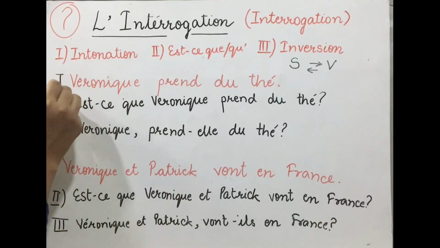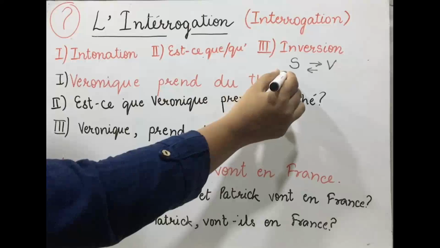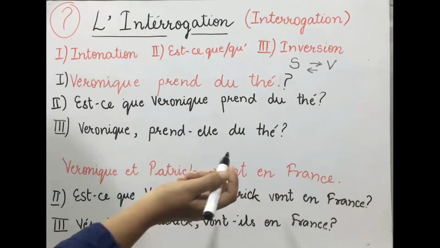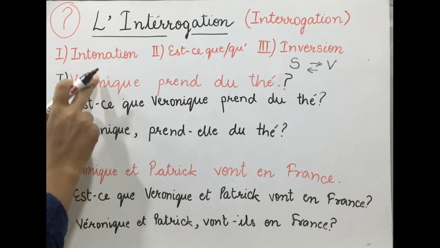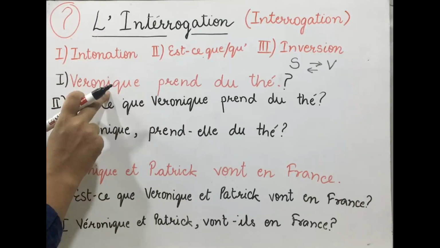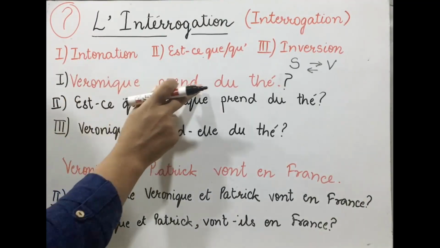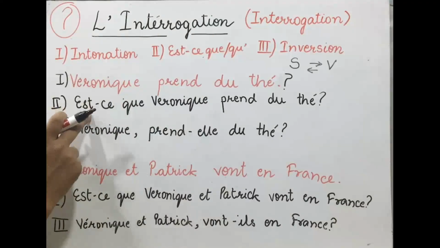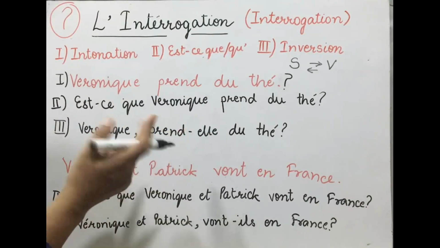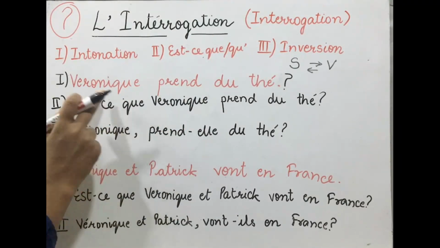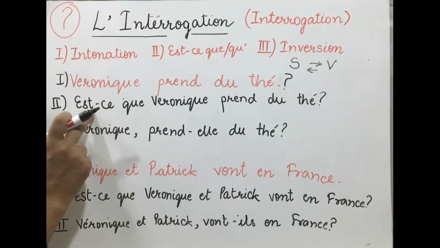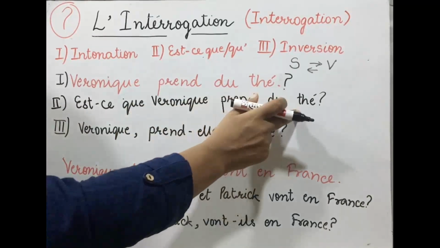The first interrogation form is no doubt very easy. You just need to change the intonation as we did before. So it becomes Véronique prend du thé? Okay, and then the second form is also very easy. We just need to add est-ce que before the sentence. So it becomes Est-ce que Véronique prend du thé?